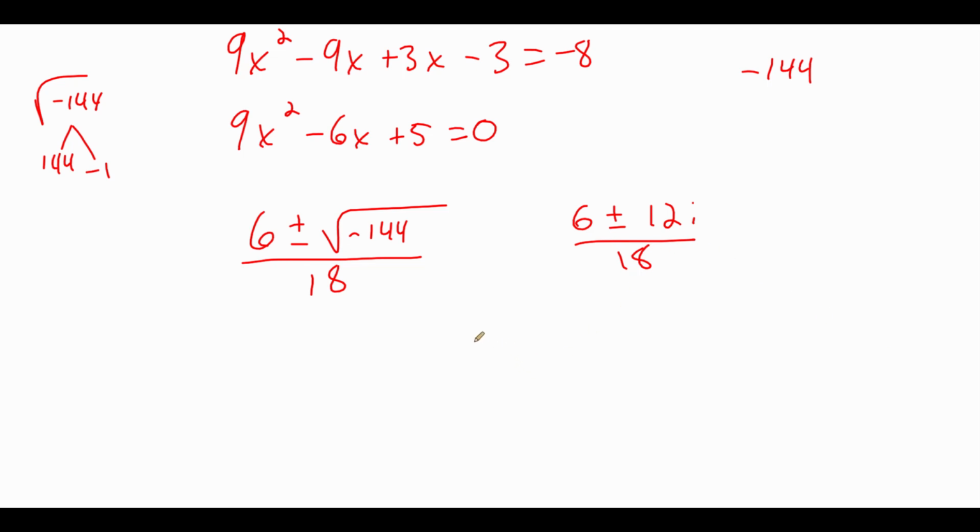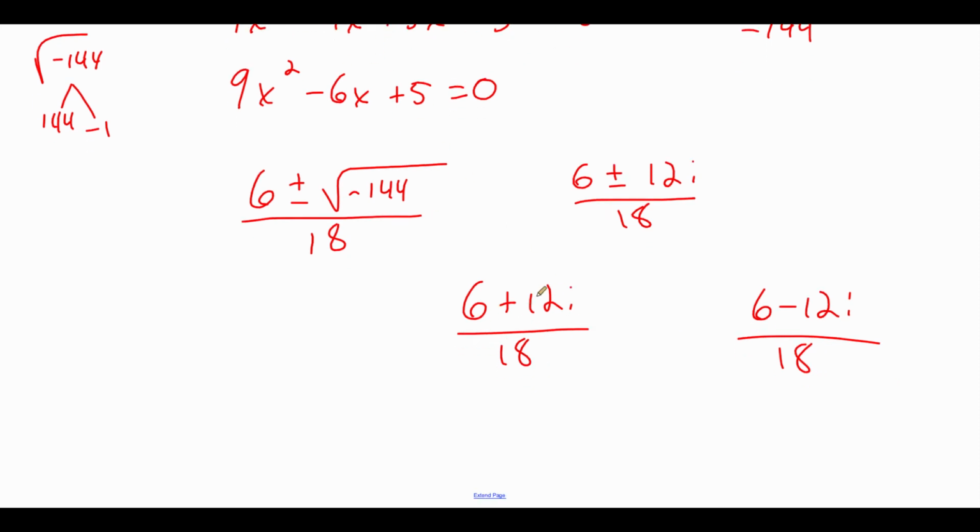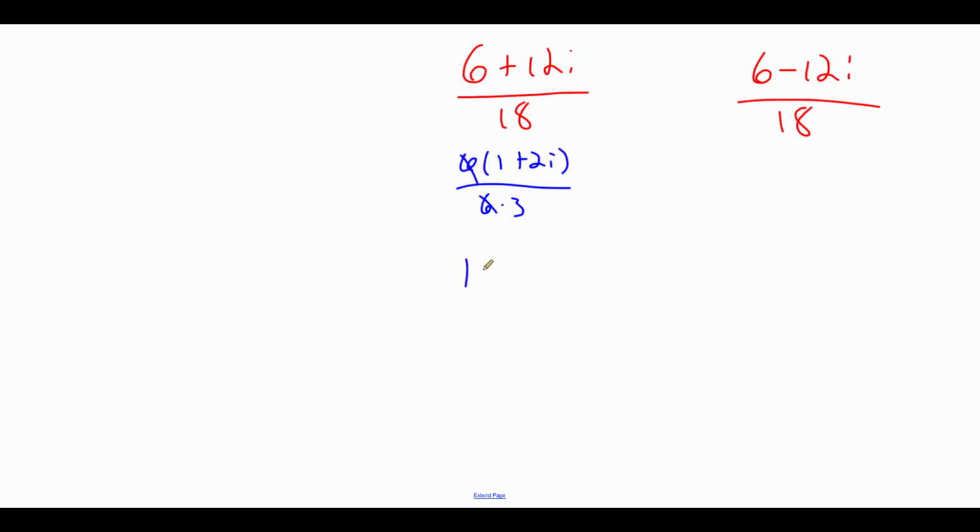Now I'm going to split these fractions up. So we're going to have 6 plus 12i over 18 and 6 minus 12i over 18. And to reduce down these fractions, I'm going to work on taking out a GCF. So on top, I can take out a 6. Then we're going to have 1 plus 2i. And on bottom, 18 is 6 times 3. So I can cancel out those 6's. So my first solution is going to be 1 plus 2i over 3. And if I do something similar, if I factor out a 6, then we're going to get 1 minus 2i over 6 times 3. Cancel those 6's again, and our second solution is 1 minus 2i over 3.